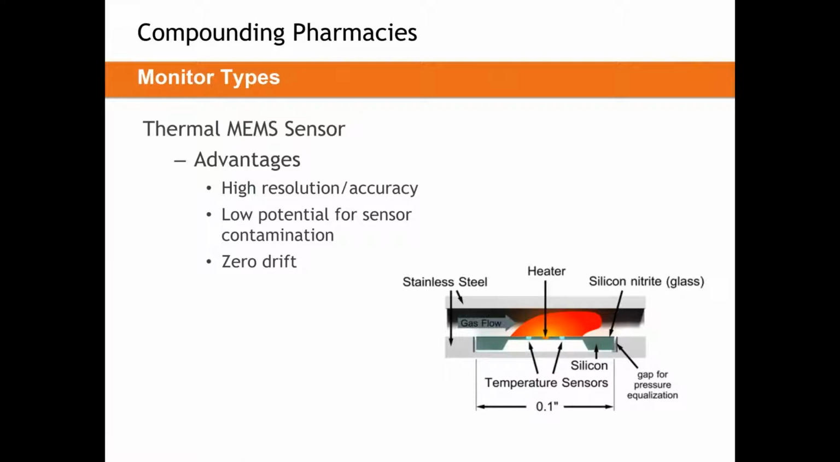Now, in your average thermal MEMS sensor, all of those sensing elements are pulled out into a silicon wafer. So they are pulled out of the airstream. These are known to be very accurate, but they have extremely low potential for sensor contamination. And just like a hot wire anemometer, they do not drift over time.